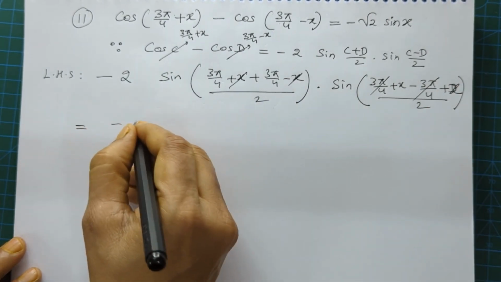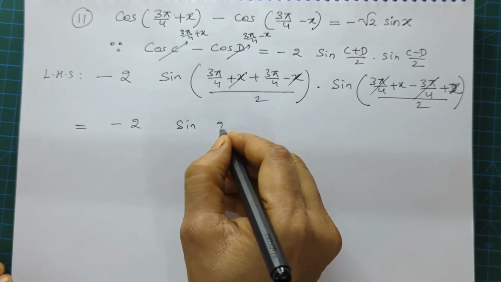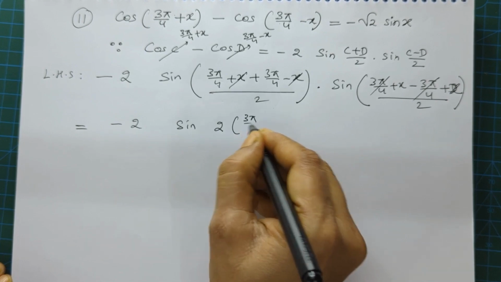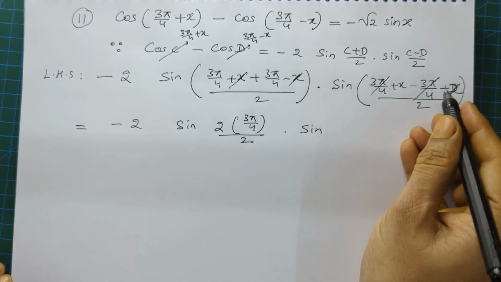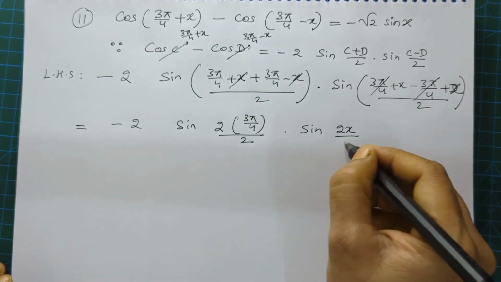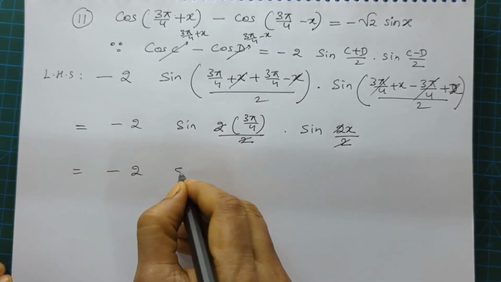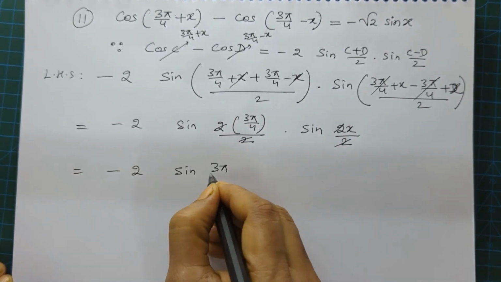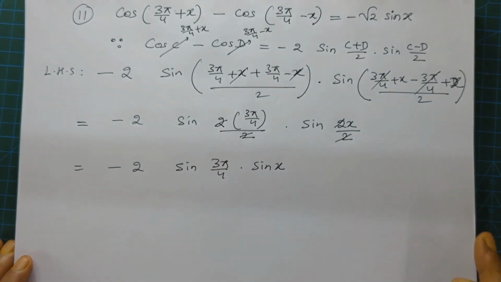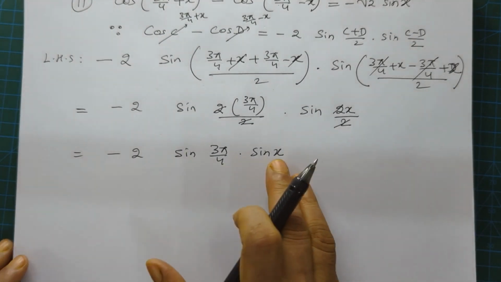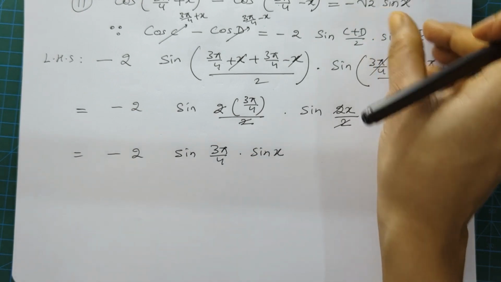The next step: negative 2 sine of (3π/4 + 3π/4), which is twice 3π/4, divided by 2, times sine of (x + x), which is 2x, by 2. Let them cancel. Here we get negative 2 sine of 3π/4 times sine x. So we have to get a value for sine 3π/4, because x is a variable and we can't find its value. However, sine x is there in the right hand side.